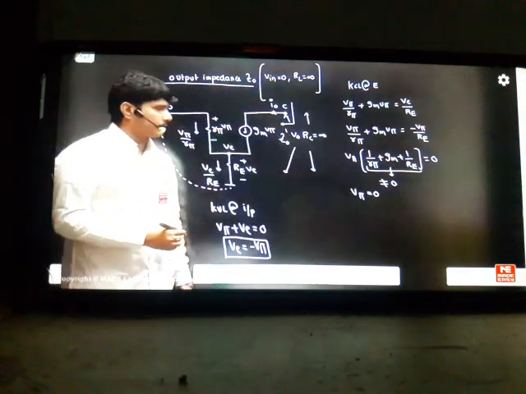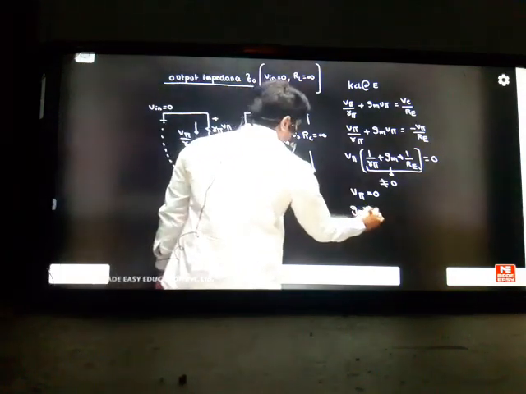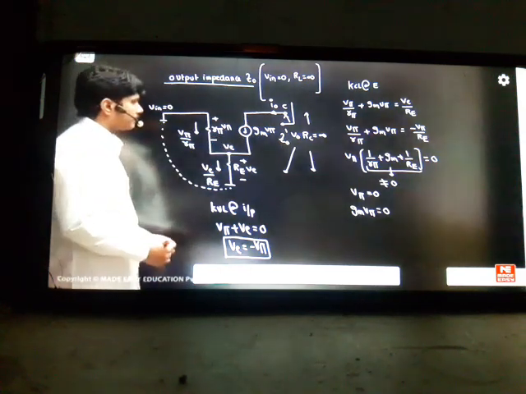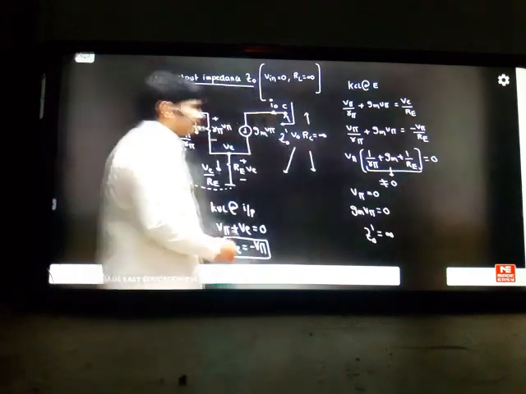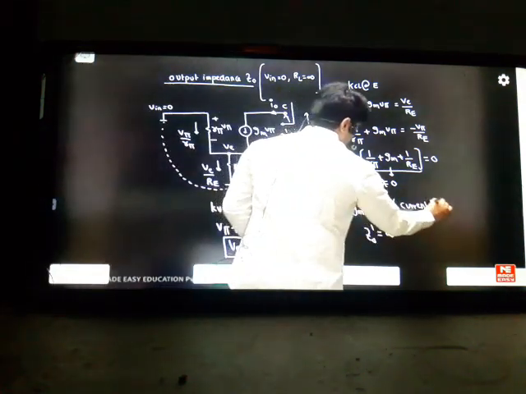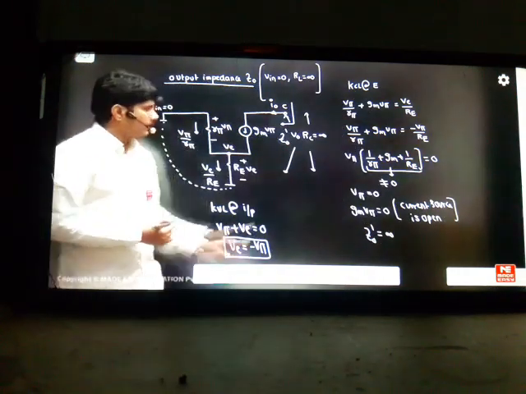This is the way you have to understand the concept of V pi. V pi can only become 0. If V pi becomes 0, then the current source gm into V pi also becomes 0. Then the circuit behaves as open, so your Z0 dash becomes open, meaning infinite. The current source is open. So finally we got the answer: Z0 dash is infinite.